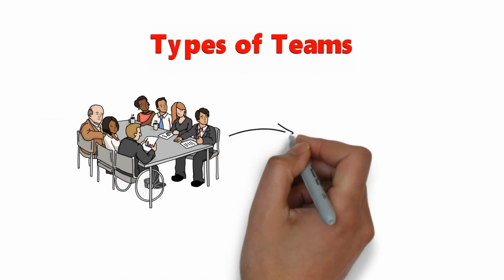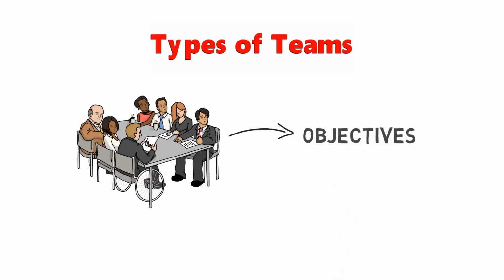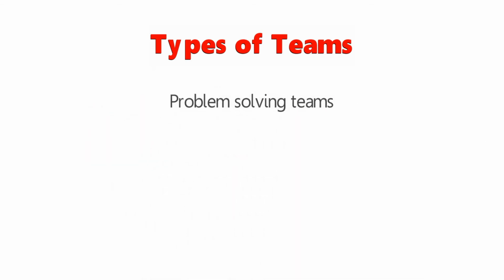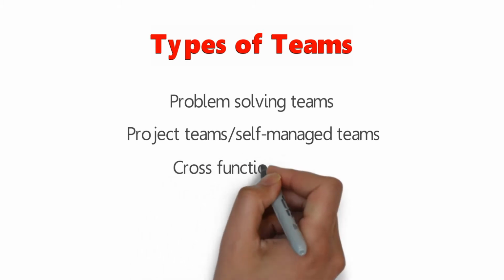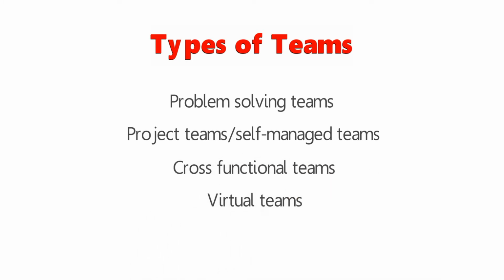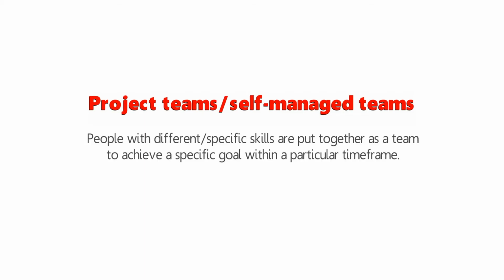Types of teams. Teams are usually classified based on their objectives. The four common types found in organizations are problem-solving teams, project teams or self-managed teams, cross-functional teams, and virtual teams. Project teams or self-managed teams: people with different, specific skills are put together as a team to achieve a specific goal within a particular time frame. For example, software development.